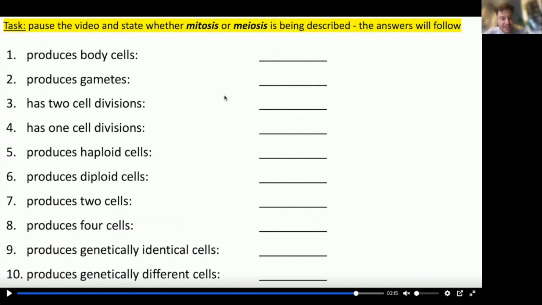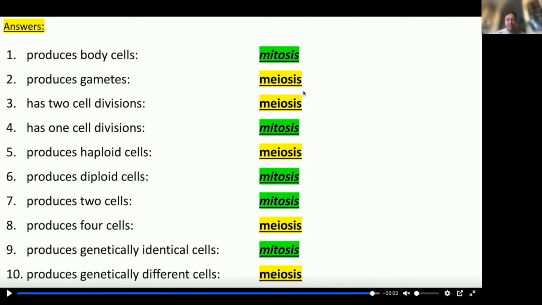Right, this one here. So the answer here is going to be mitosis or meiosis. Meiosis has 2 cell divisions, mitosis has 1 cell division. Haploid cells, meiosis. Diploid cells, mitosis. 2 cells, mitosis. 4 cells, meiosis. Genetically identical, mitosis. And genetically different cells, meiosis.